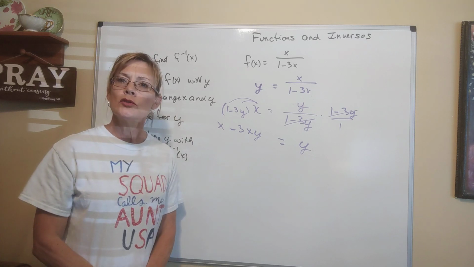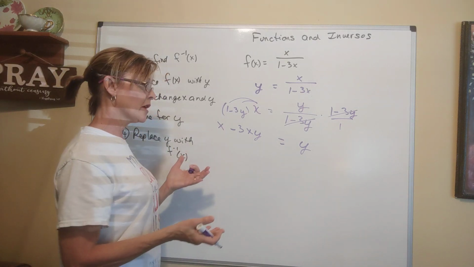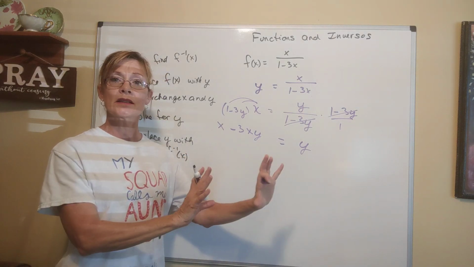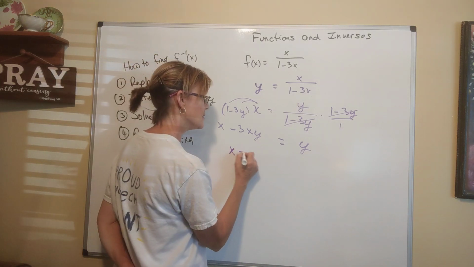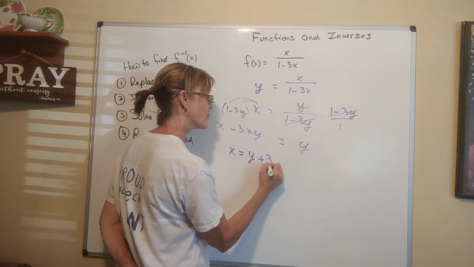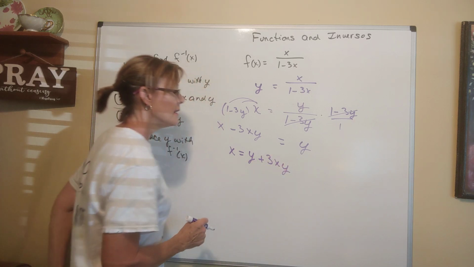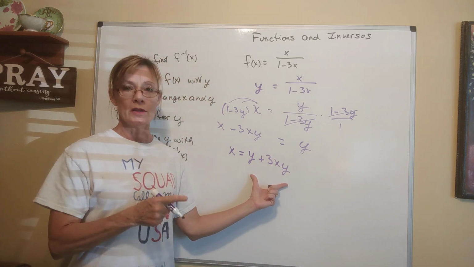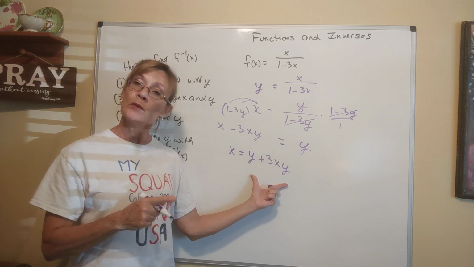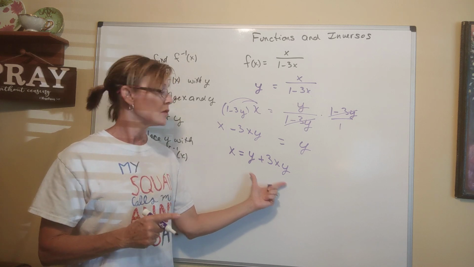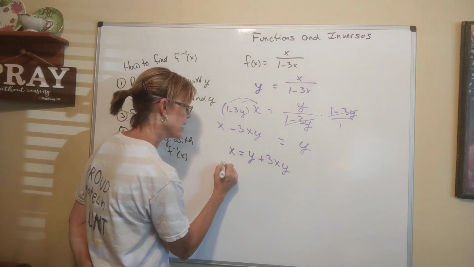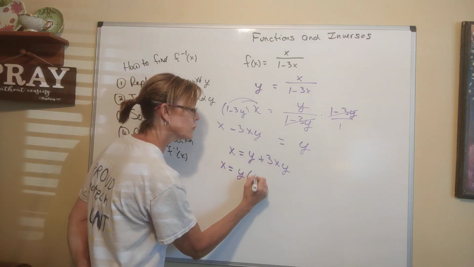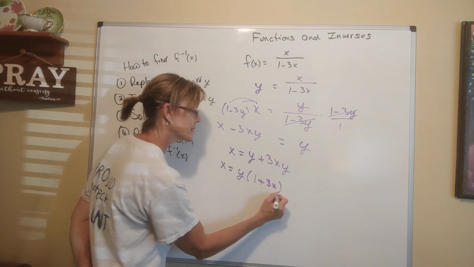So I'm trying to solve for y. So when I have this situation, the best thing to do is get all the y's on one side. So I'm going to add this guy over here. x is equal to y plus 3xy. Now, I would like to have one term with y in it, but I have 2 terms. But when I have this situation, a really nice thing to do is factor out the y. Then it's by itself. So I get x is equal to y times 1 plus 3x.